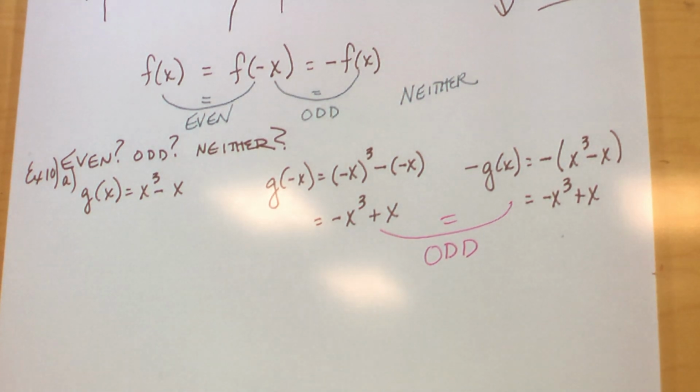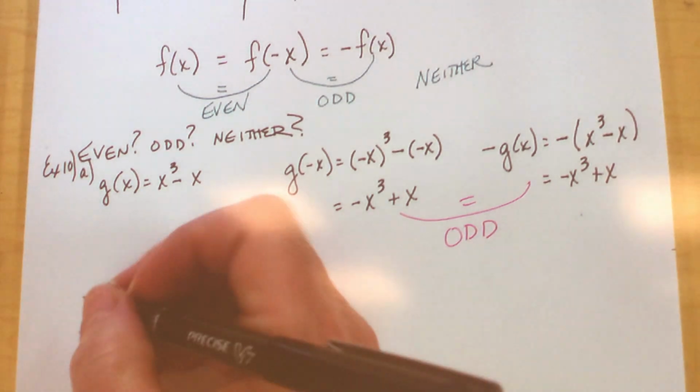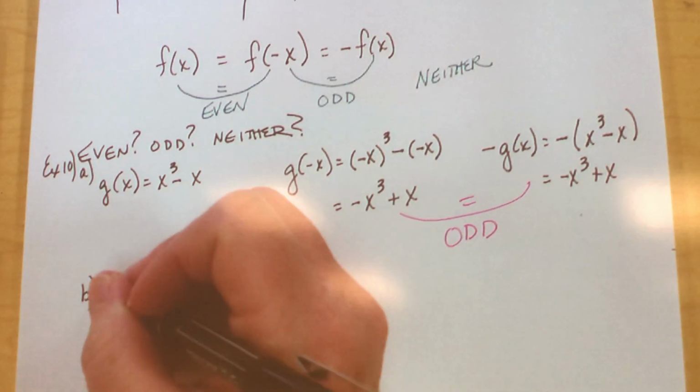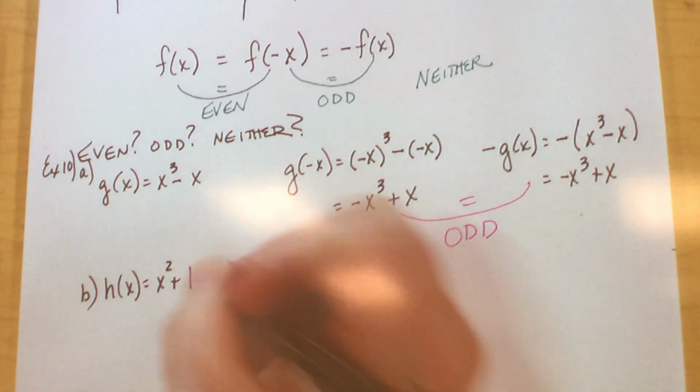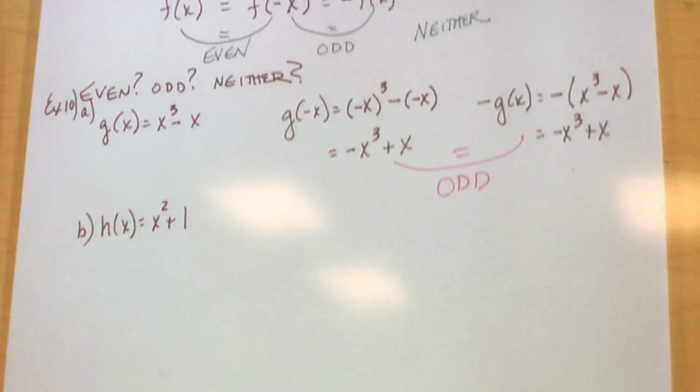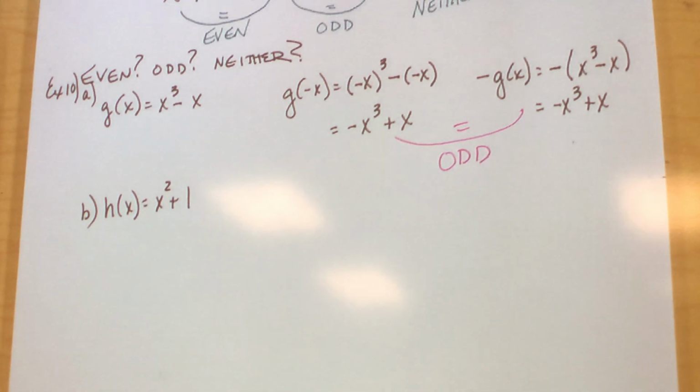All right, anybody got a question? Okay, here's yours. h of x is equal to x squared plus 1. I want to know, is it even, odd, or neither? Go. You have 40 seconds.